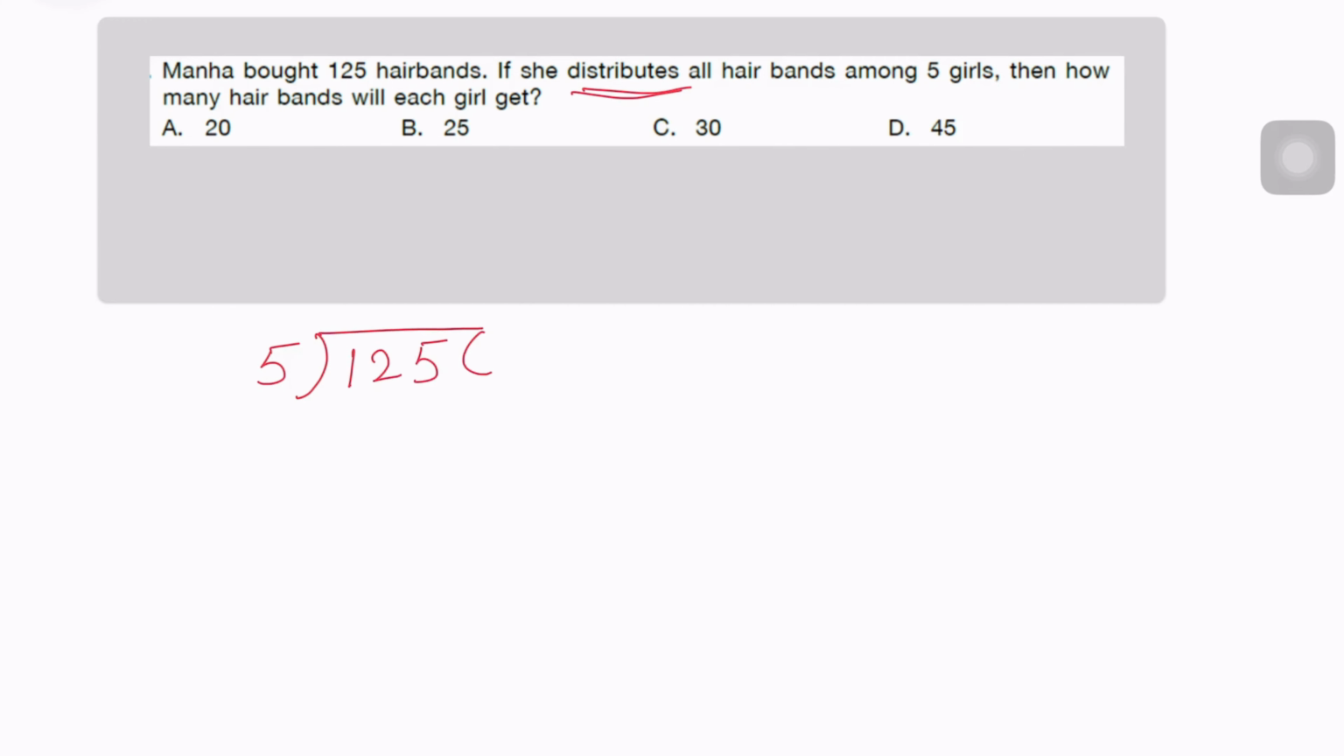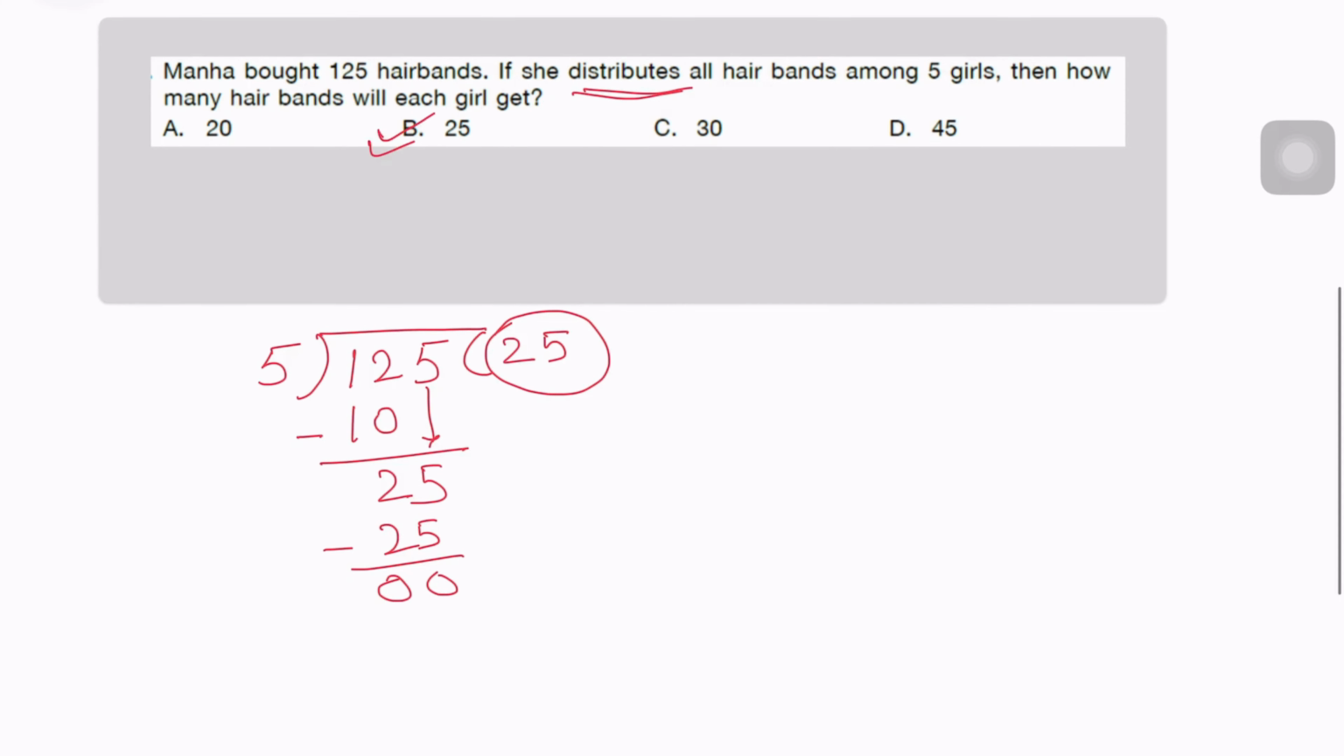Okay, 5 twos are 10, then 2, 5 fives are 25. So if she divides 125 hairbands among five girls, then each girl will get 25 hairbands. Okay.